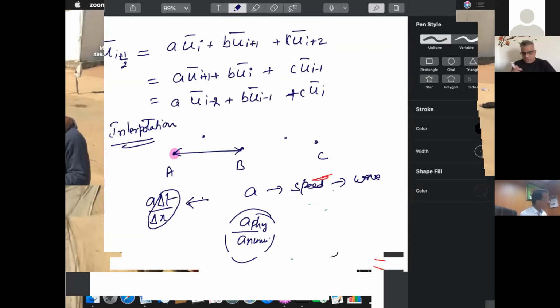So this ratio should always be less than or equal to 1. If you can maintain that this ratio is less than or equal to 1, that means the numerical information should not actually cross the physical information that is propagating on the grid. If you can maintain this, then to some extent you can say that the stability of the scheme is maintained.